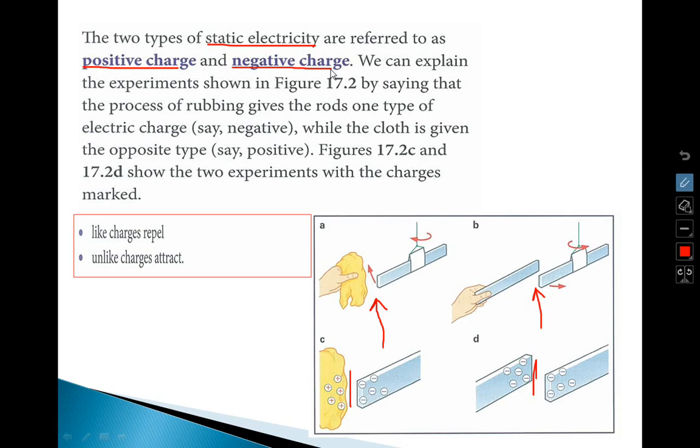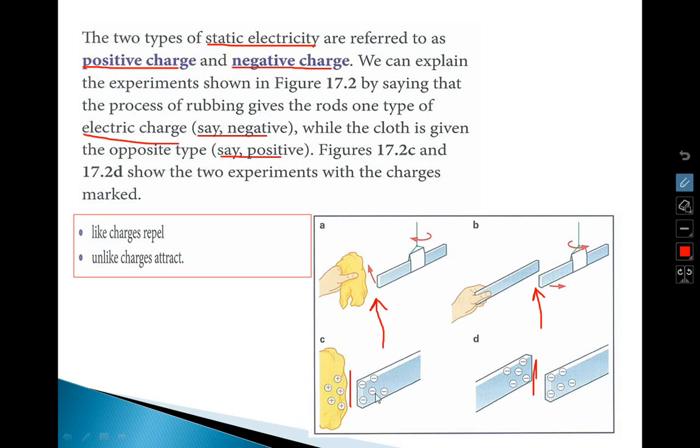So we can explain the experiment in figure 17.2 by saying that the process of rubbing gives the rods one type of electric charge, say negative. It could be negative, it could be positive, but one type of charge. Let us say negative charge. Why is the cloth giving the opposite type? If this one is negative, then this one, let us say, is positive.